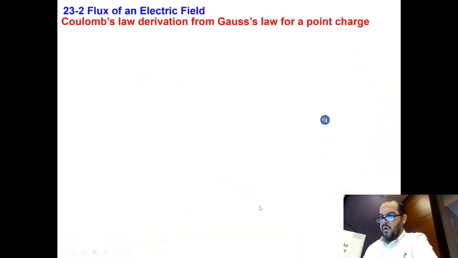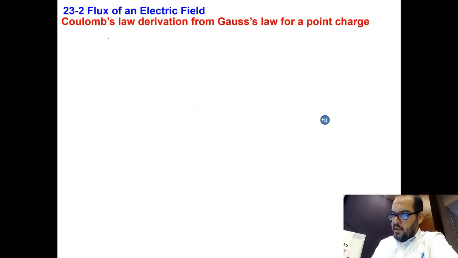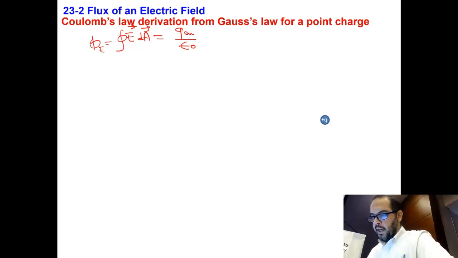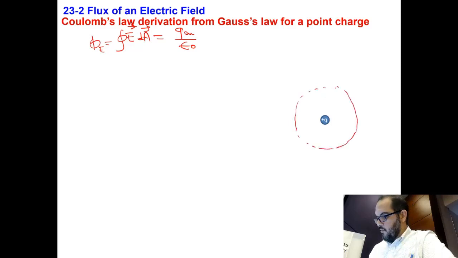Basically Gauss's law. Now we're going to try to derive Coulomb's law from Gauss's law for a point charge, and let's keep things simple. So this is a charge Q. The flux, which is E dotted with dA, is equal to the charge enclosed divided by epsilon 0. Let's draw a Gaussian surface. Let's put a radius r here. I'm going to use it for this Gaussian surface.